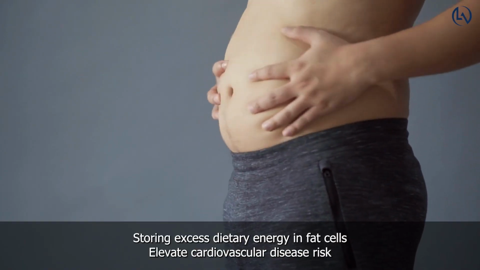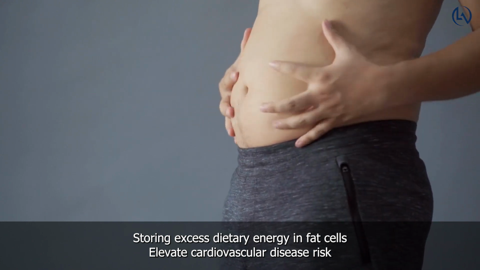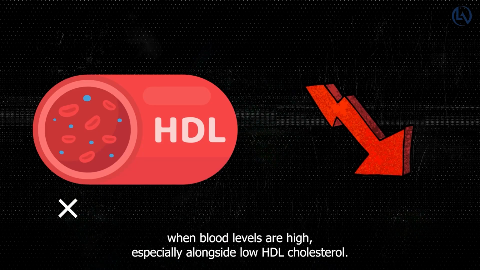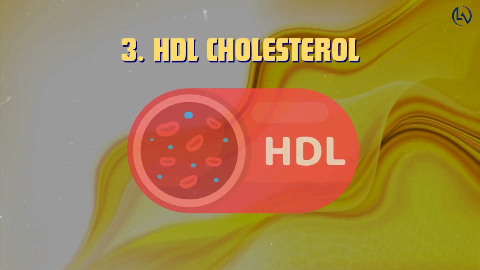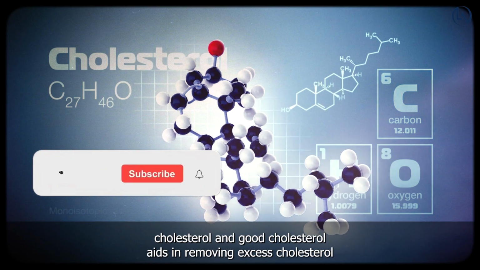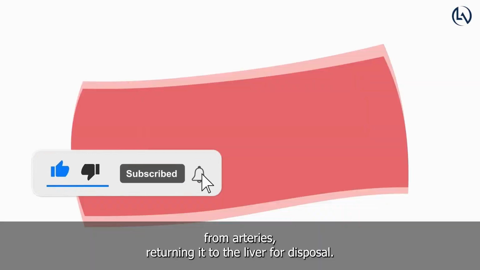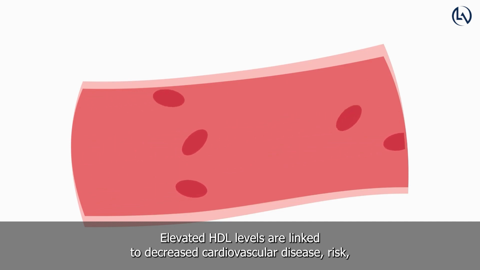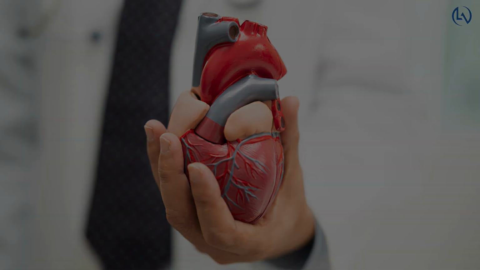Triglycerides, storing excess dietary energy in fat cells, elevate cardiovascular disease risk when blood levels are high, especially alongside low HDL cholesterol, termed good cholesterol. HDL cholesterol aids in removing excess cholesterol from arteries, returning it to the liver for disposal. Elevated HDL levels are linked to decreased cardiovascular disease risk.